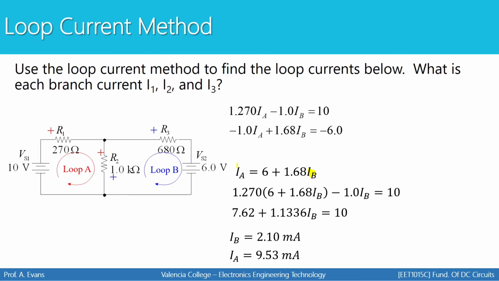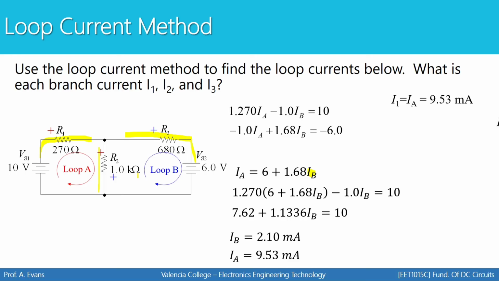Now we have the loop currents. Remember, the second half of the question is to also find each branch current. I1 would be here, I2 would be here, I3 would be here. So we can see that the branch current for I1 would be the same as loop current A. The branch current for R3 would be the same as loop current B. And the current for R2 has to be the difference between these two currents.